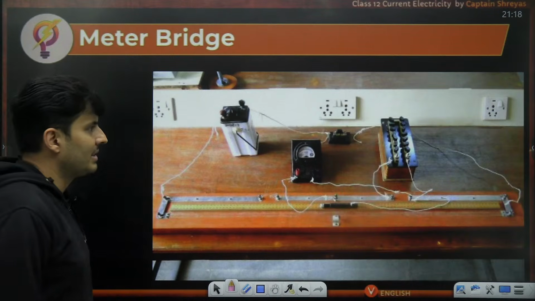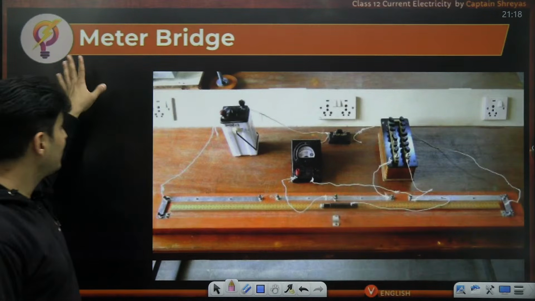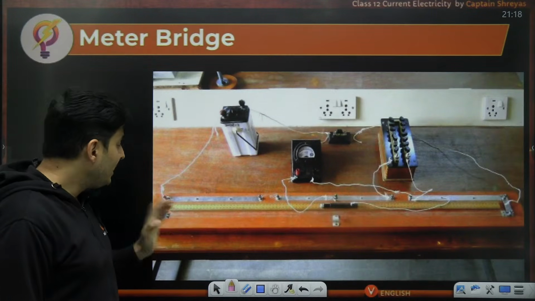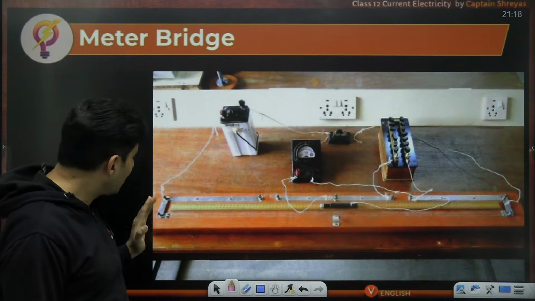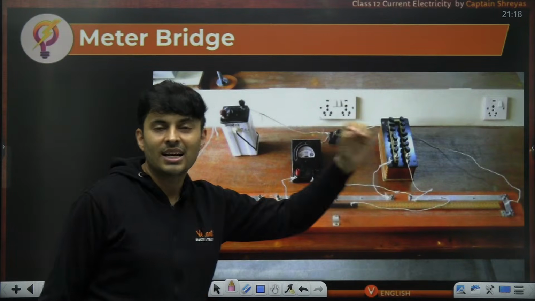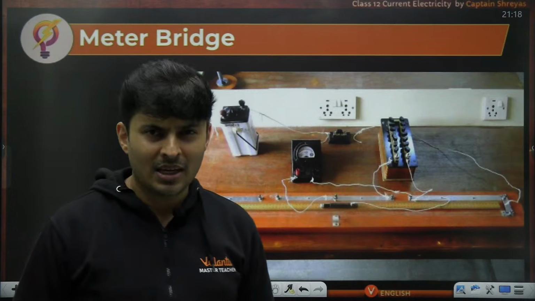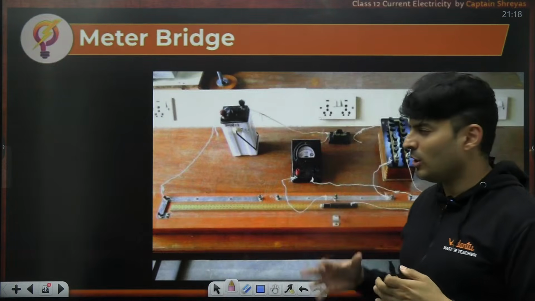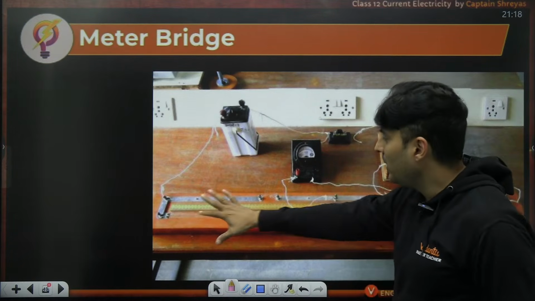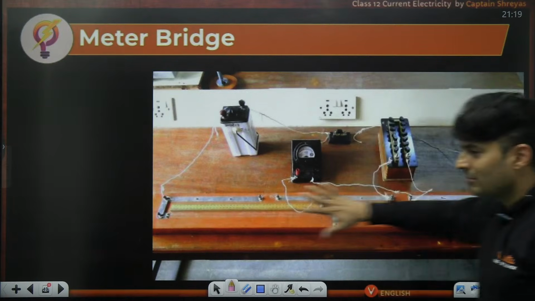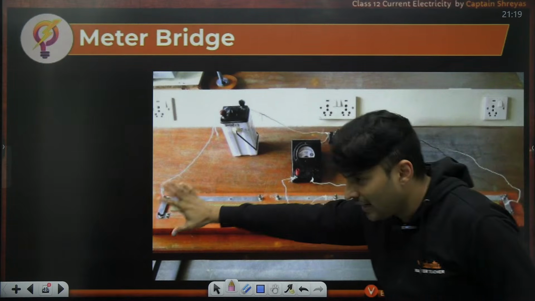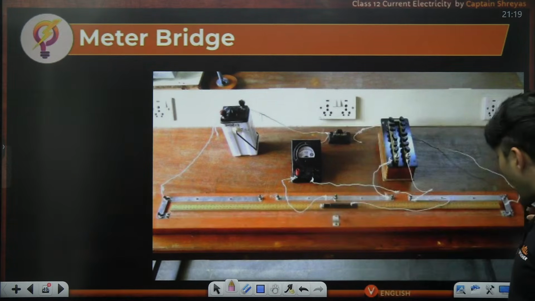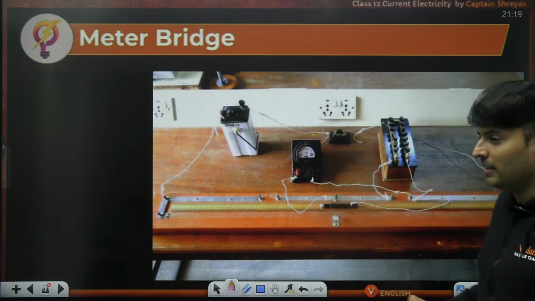Now, what is this Wheatstone's bridge? What is this meter bridge? Meter bridge, like the name suggests, you have something of a length of a meter, a scale, and on that scale, instead of actually having just a scale, there is a wire, whose length is usually a meter.